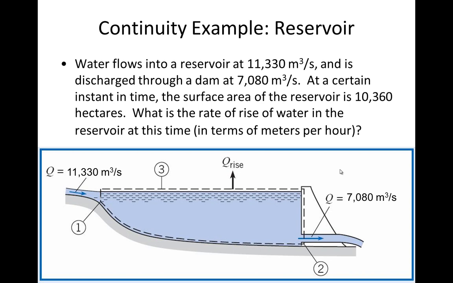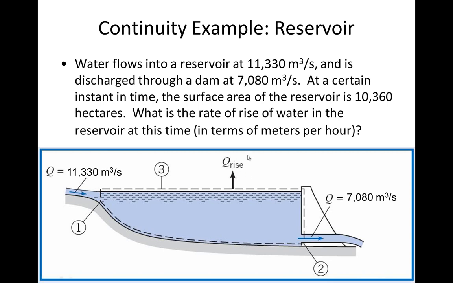In a lot of cases, continuity is used to keep track of liquid level elevations, and one instance in which this is important is when looking at the amount of water in a reservoir at any given time. In this example, water comes into a reservoir at a flow rate of 11,330 cubic meters per second, and it's discharged through a dam at 7,080 cubic meters per second. At this instant, the surface area of the reservoir is 10,360 hectares, and we want to find out how quickly the water is rising at that particular time.